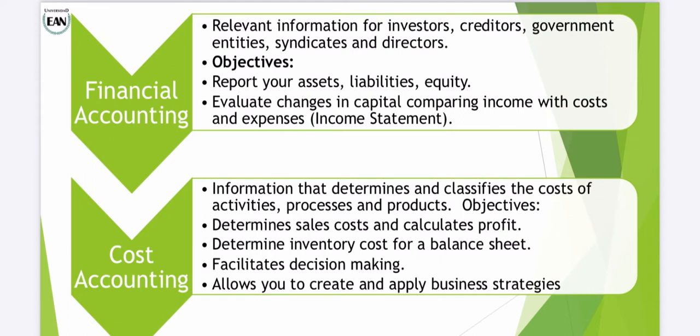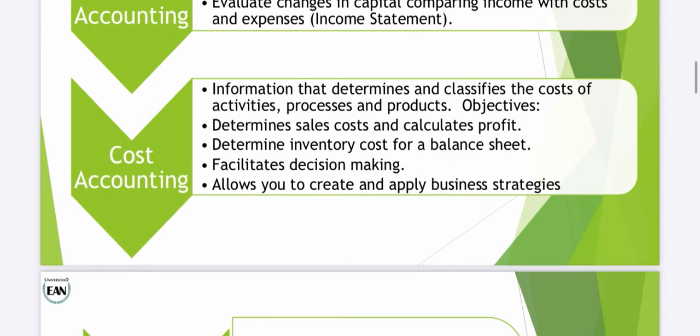Cost accounting. Information that determines and classifies the cost of activities, processes, and products. Objectives: determine the sale cost and calculate profit, and determine inventory cost for a balance sheet. It facilitates decision making and allows you to create and apply business strategies.